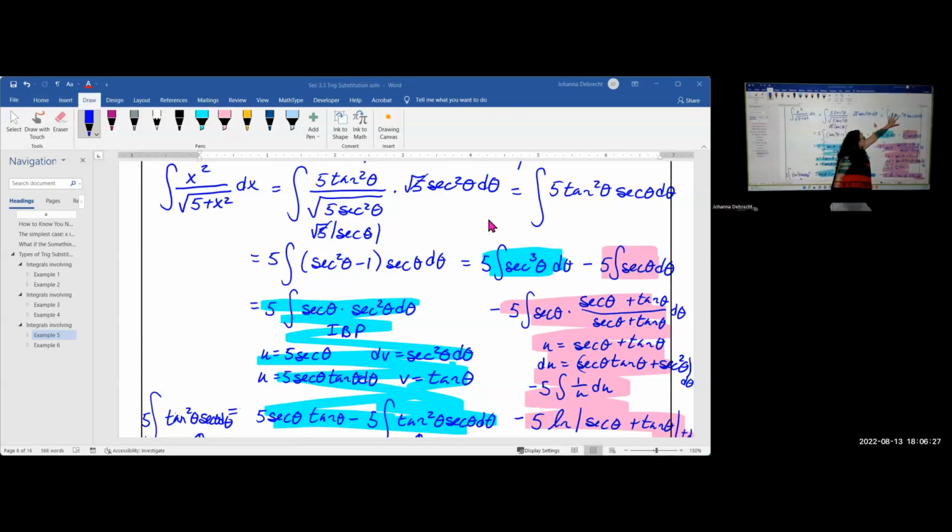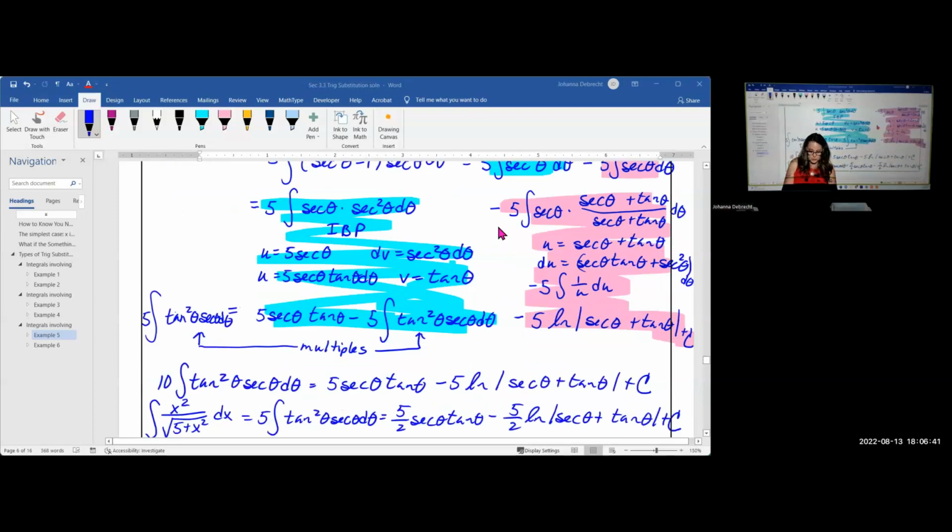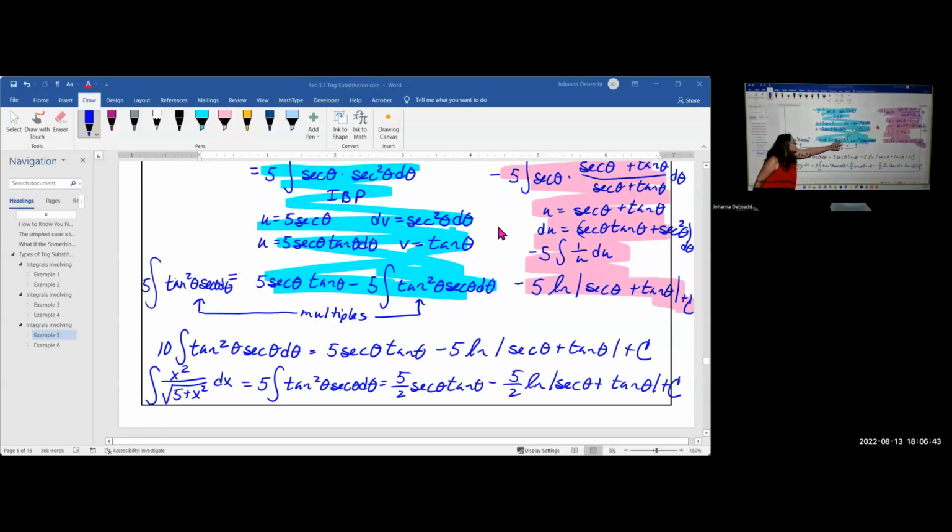It's equal to this, which is equal to these two, which is now equal to this minus this minus this, plus constant of integration. Now, this is where it gets really tricky. These two are multiples of each other, right? This one's 5 times the integral. This is negative 5 times the integral. They're multiples. We got to get those two terms together.